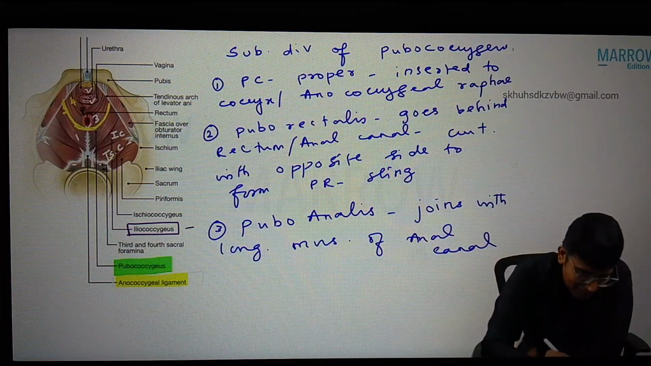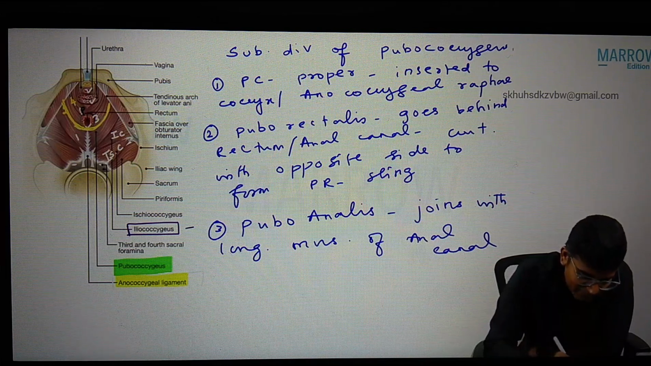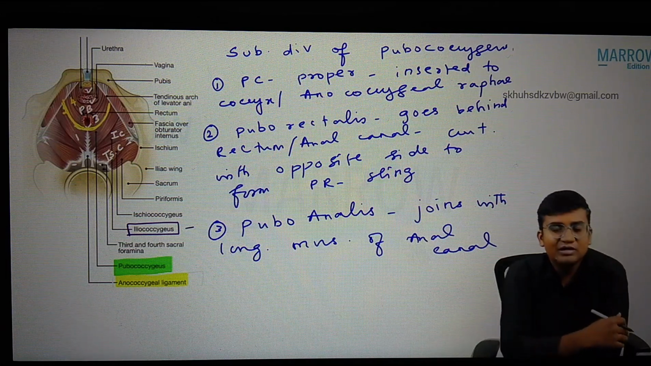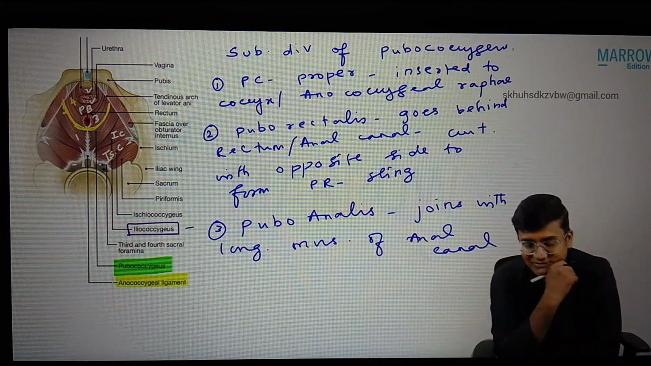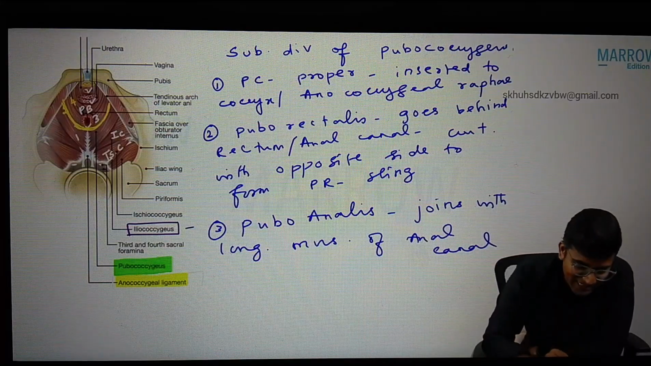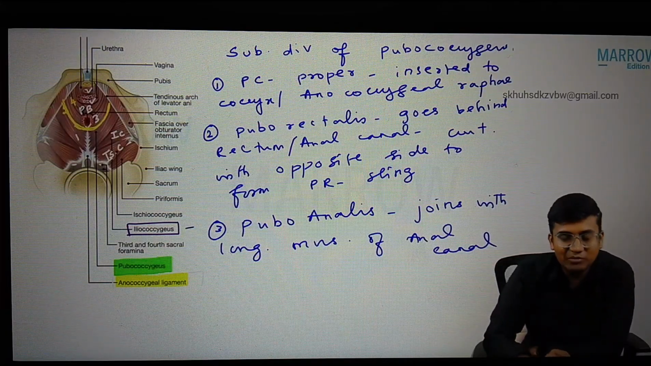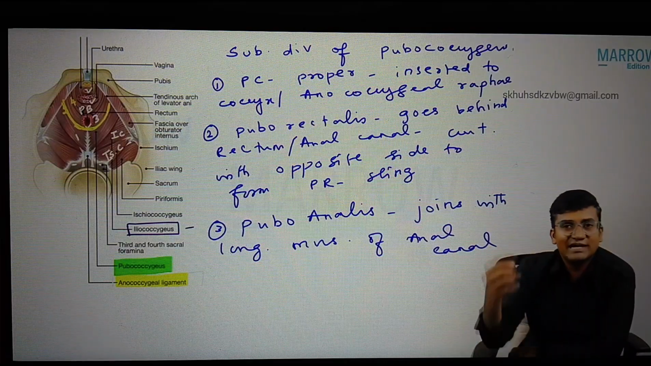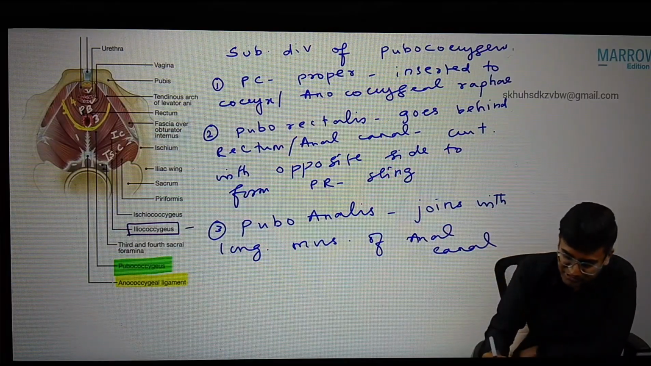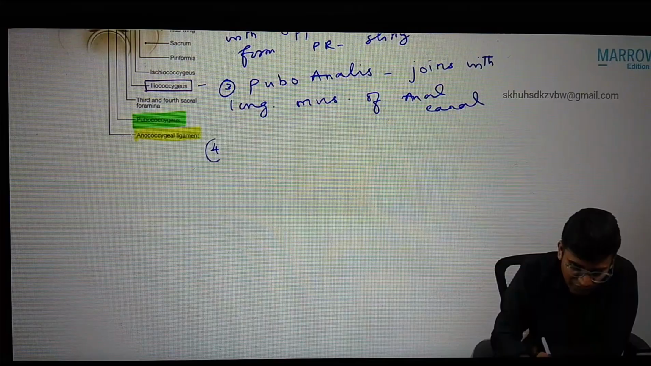What is it? That is our perineal body. I'm writing it as PB. That is pubovaginalis. Pubovaginalis is present on either side of the vagina, attaching to the perineal body, which narrows the vaginal hiatus and prevents the prolapse.